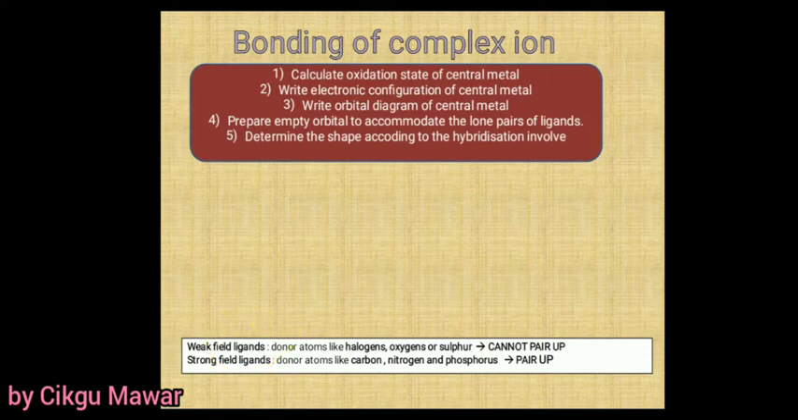Let's say if you use chloro as a ligand, we must not pair up the electrons in the central metal. But if you use ammonia, ammonia is a strong field ligand because of nitrogen. So we must first pair up the electrons in the central metal before we accept the lone pair from the ligand.